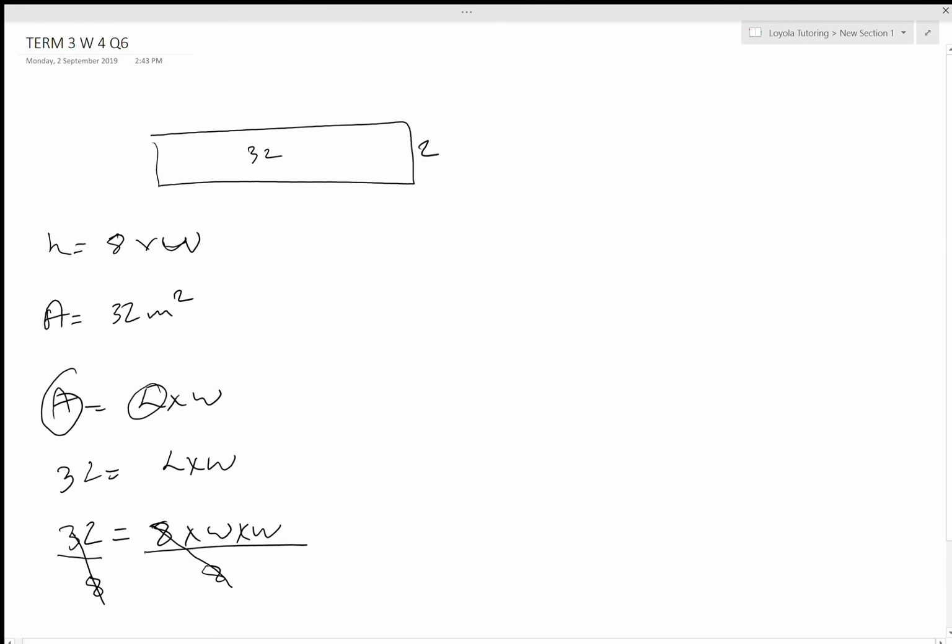2 goes here. To find the length, we sub in width in this equation, and 8 times 2 gives you 16. That's the length. Now the question asks you to find the perimeter, so all you have to do is 16 plus 2 gives you 18, times 2 gives you 36, and that's the answer.